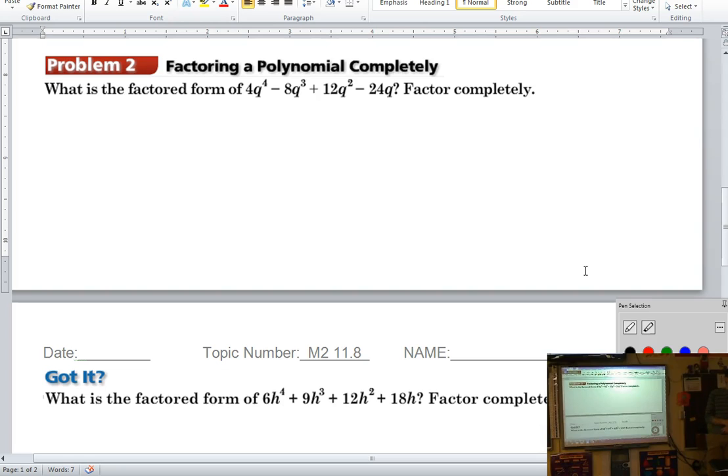So now, stepping up another power, now we've got 4q to the 4th to start. We still have a polynomial with 4 terms. Is there anything that could be factored out of all of them?